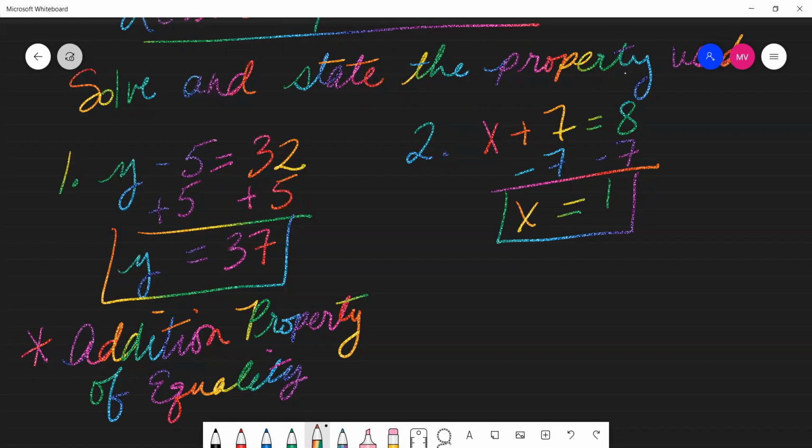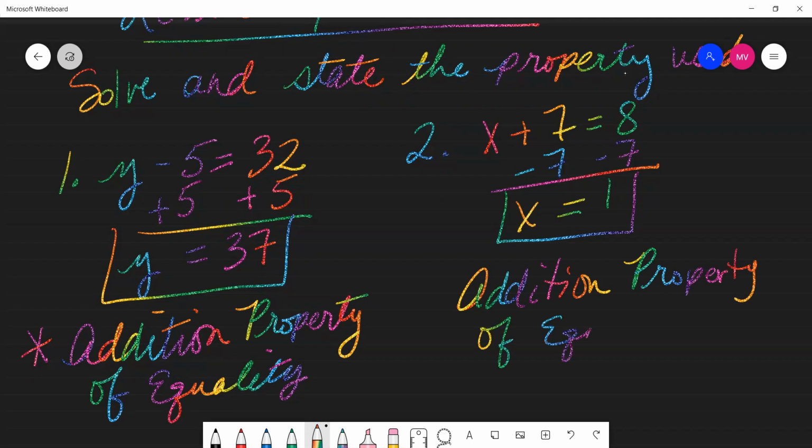This is an example of the same thing. So we always talk about properties in terms of addition or multiplication. Addition is adding a positive number. Subtraction by definition is the addition of a negative number. So it's still addition. It's just your number is either negative or positive.